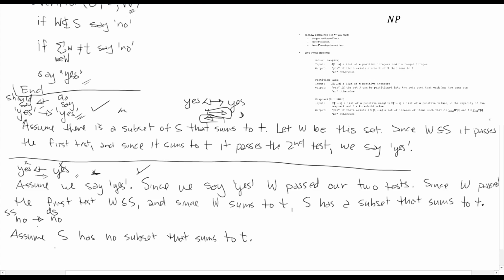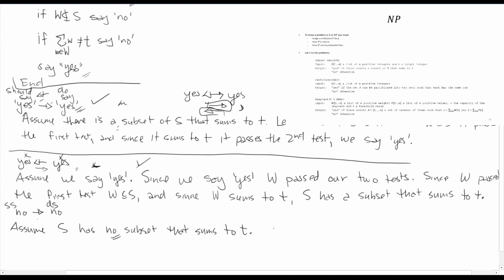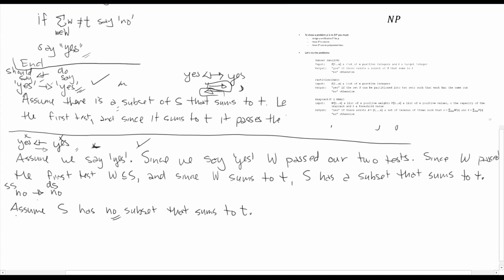So assume that S has no subset that sums to T. That's the difference from what we have up here, okay? A subset, there is one, to there is none. From there exists to there is none, all of them are not. It's another way of saying that, negating that exists statement. So now what we need to do is take this statement and argue that we do say no.